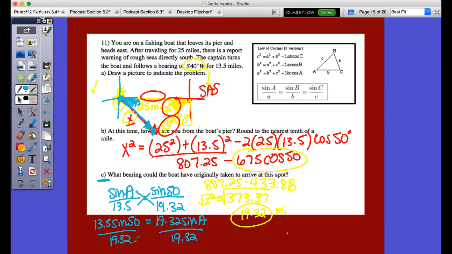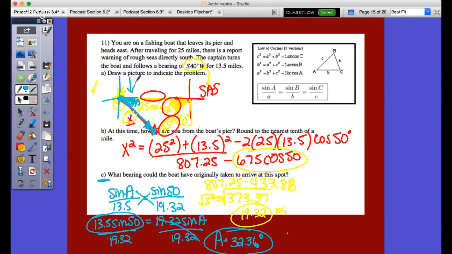You're Gucci, y'all. Keep it going. And I would actually break this down, y'all. I would put it in: 13.5 sine of 50 divided by 19.32, and then do the sine inverse of that. And this is where I would get big A is equal to 32.36 degrees. And just because I've said it, you could have just said 32 degrees and been good.